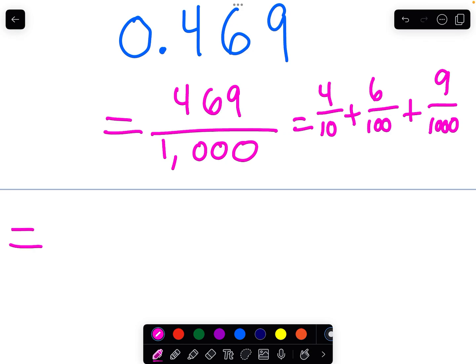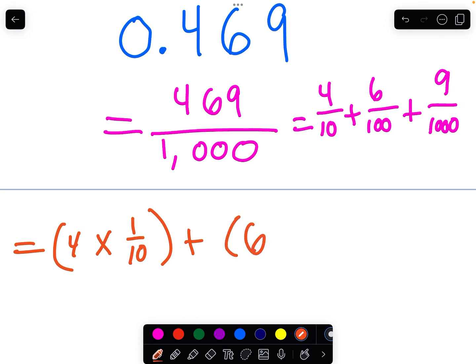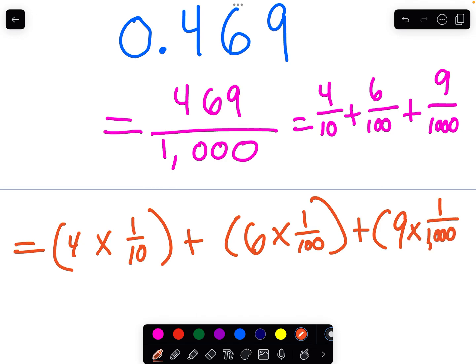And another way to write this decimal in expanded form is you've got 4 times, let me do it in another color actually. I like to be colorful. 4 times 1/10 plus 6 times 1/100th plus 9, oops, I always forget my parentheses, plus 9 times 1/1000th. All right, that's it.